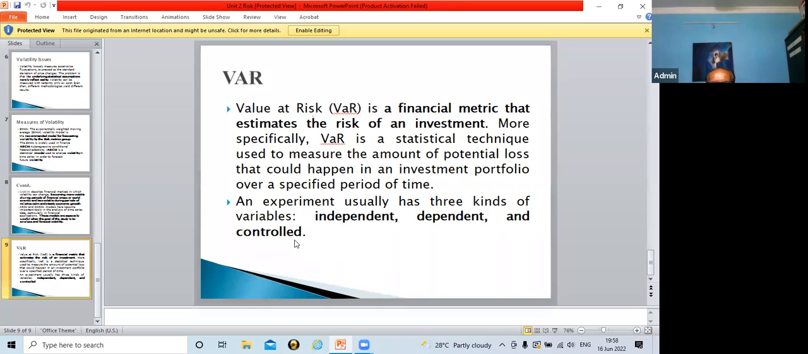Another group is the uncontrolled group, where they have not been forced to attend lectures and are not given study material. Then the results of the control group and uncontrolled group are compared. So an experiment usually has 3 kinds of variables: independent, dependent, and control. So this was about VAR, value at risk.